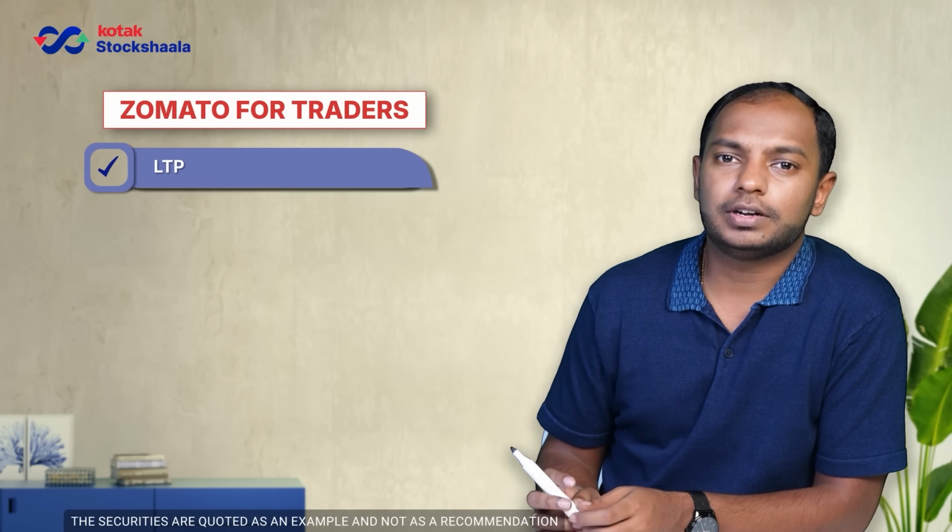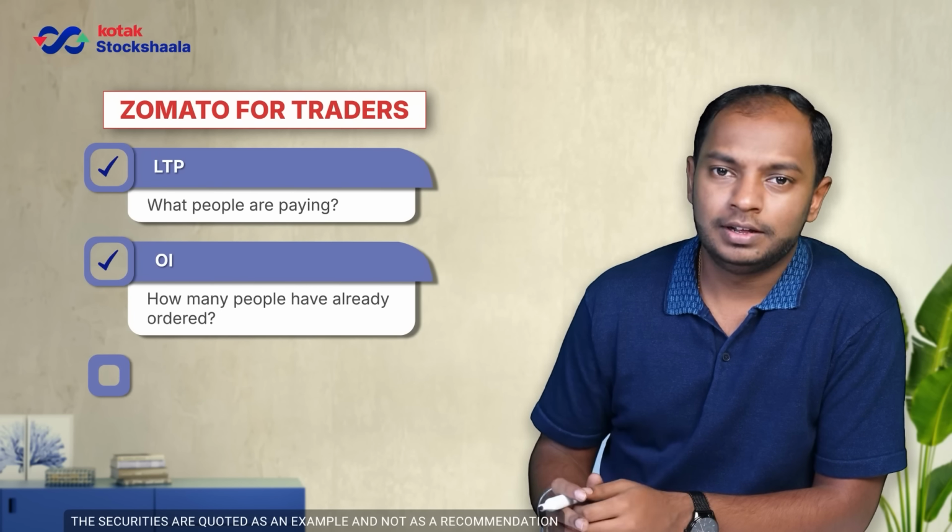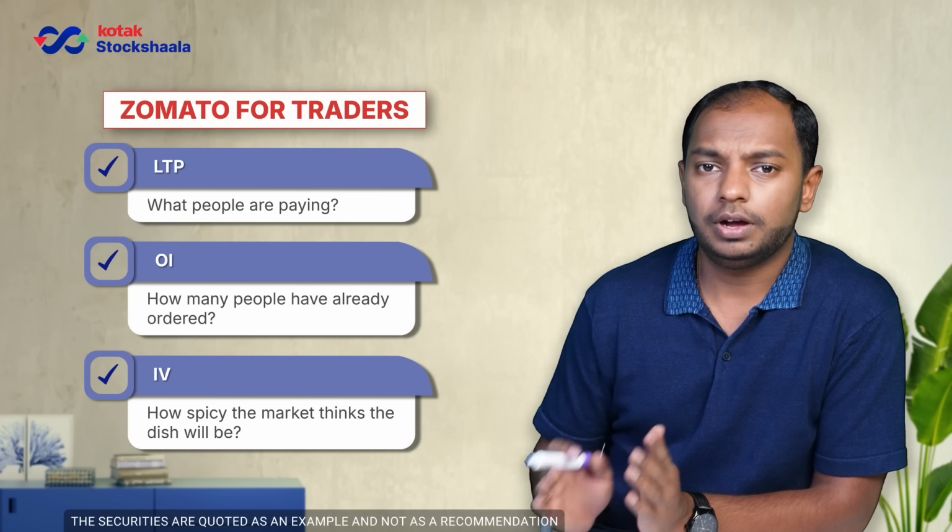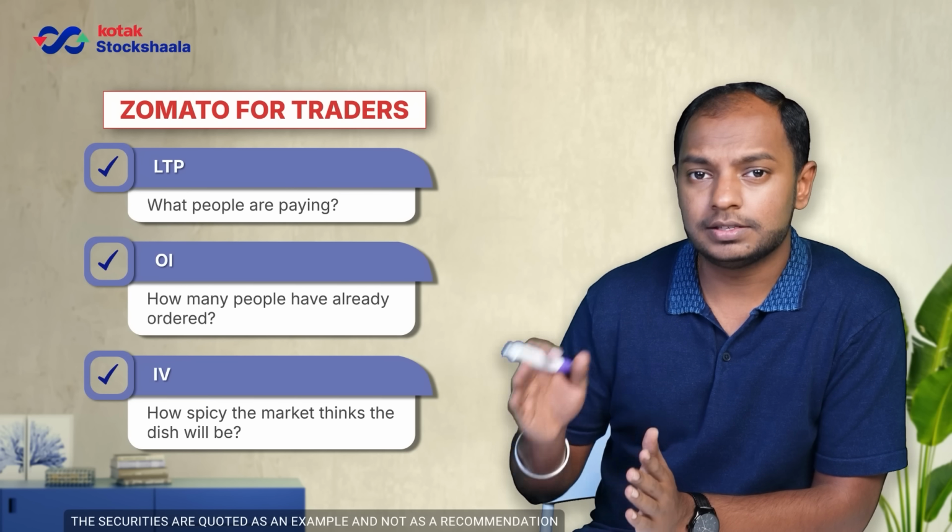Think of it like Zomato for traders. LTP is what customers are paying. OI is the number of people who have already ordered. And finally, IV tells you how spicy the market thinks the dish is.